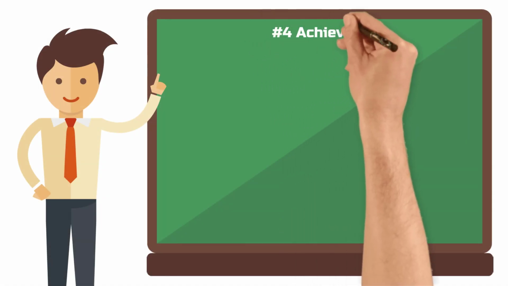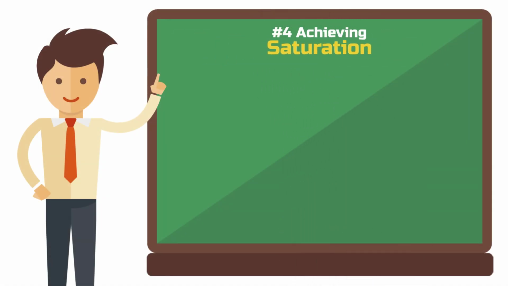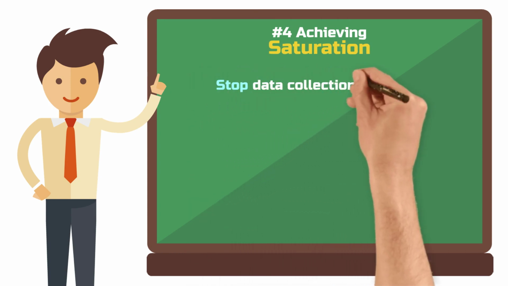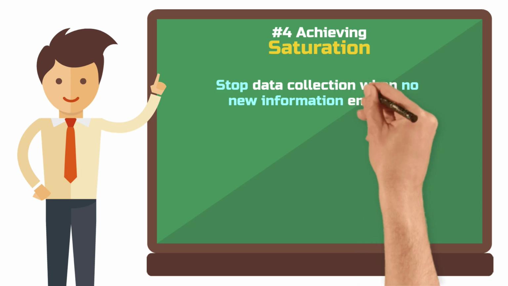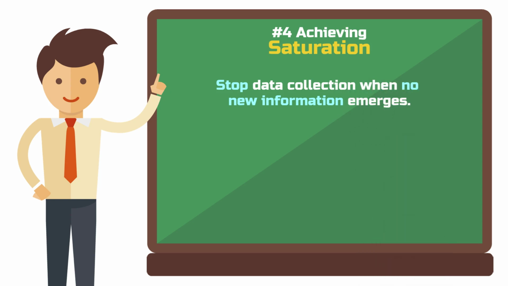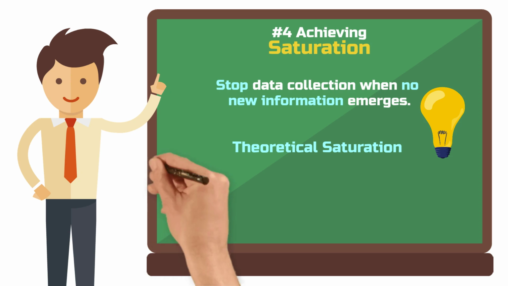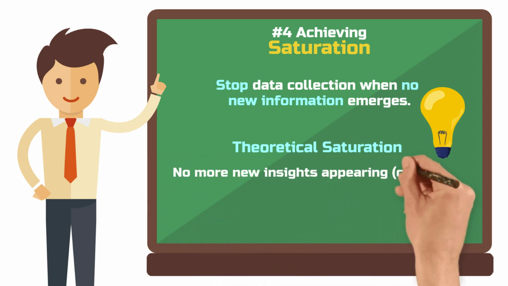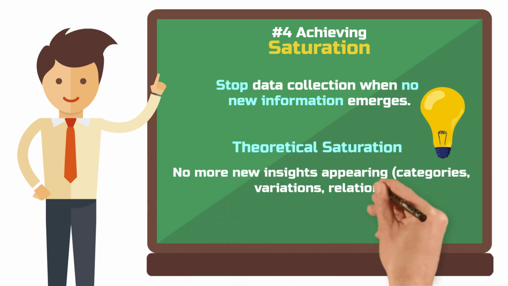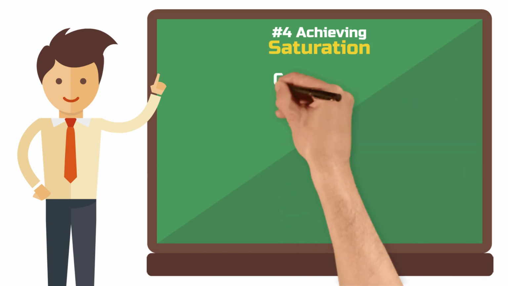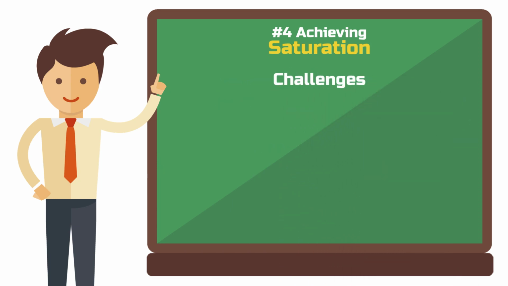Step 4. Achieving saturation in open coding. You've probably heard that you should stop conducting interviews when no new information emerges. This principle is particularly associated with grounded theory literature. In this context, the term theoretical saturation means that no new categories, variations, or relationships between categories emerge from your data. However, there are two challenges with saturation.